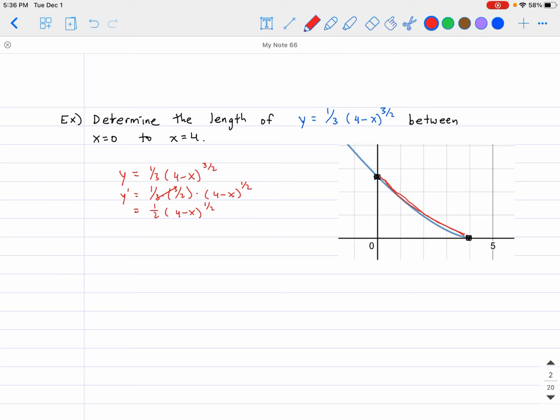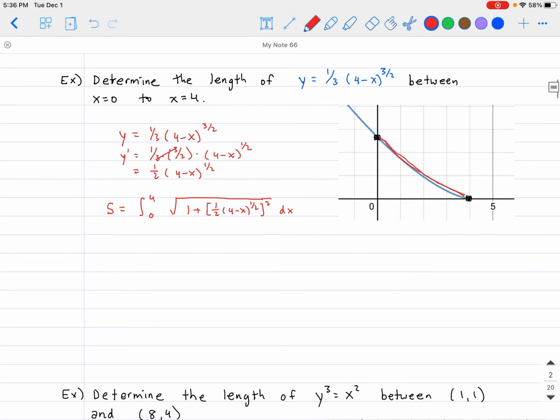And what we'll do next is throw it into the arc length equation. S is equal to the integral from, in this case, 0 to 4, of the square root of 1 plus y prime squared. Now, y prime squared, that's what's above. So that's going to be 1/2 times 4 minus x raised to the 1/2, and then the whole thing squared, and then dx. So if we can solve for this antiderivative, then we are pretty much home free.